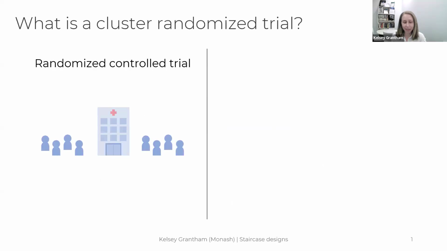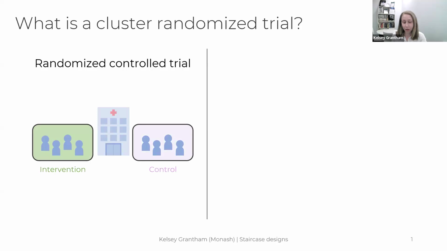In a standard randomized controlled trial, we randomize individual participants to intervention and control groups to test whether a new intervention or treatment works. So we may be testing a new drug, and half of the participants are given the new drug and half the placebo, and then participants' outcomes are compared to test whether the drug is effective.